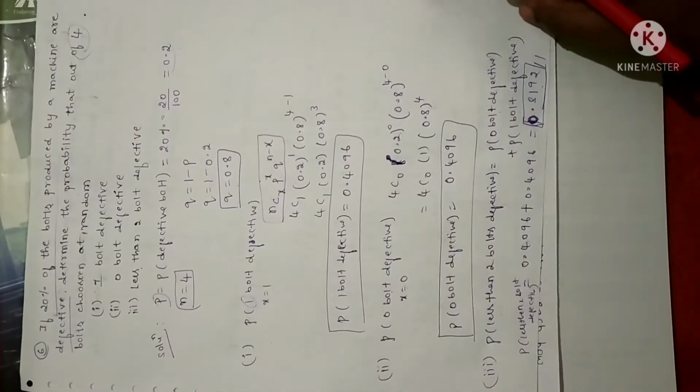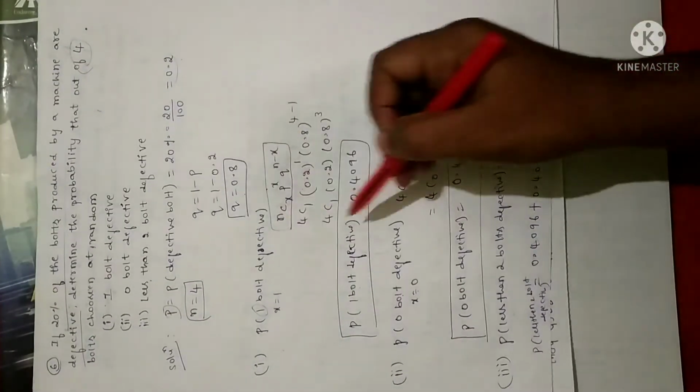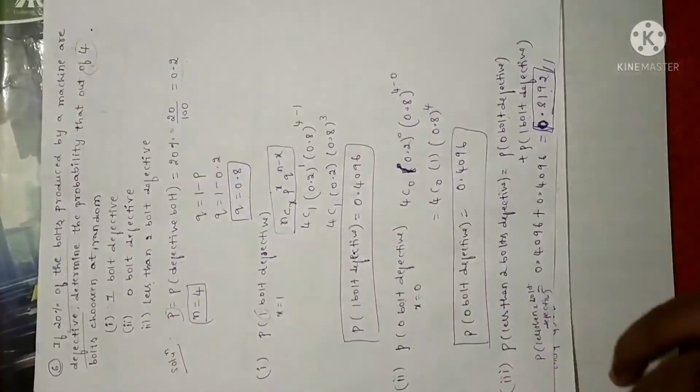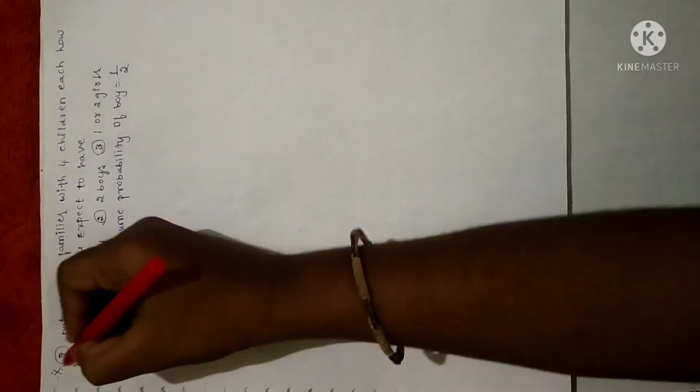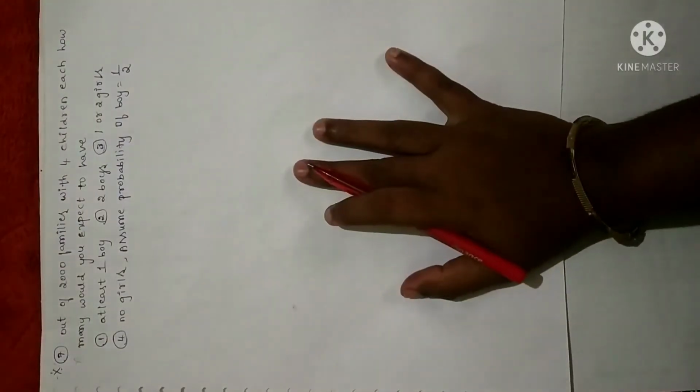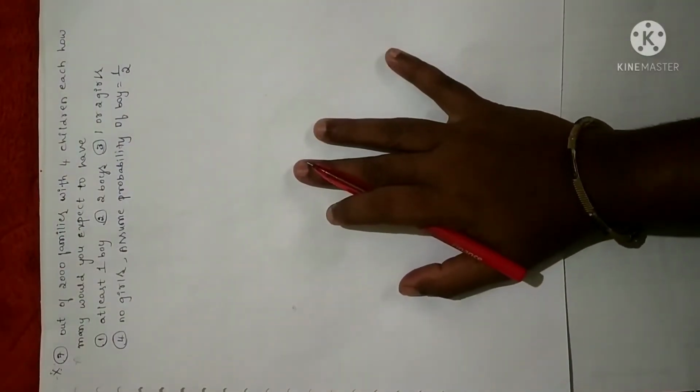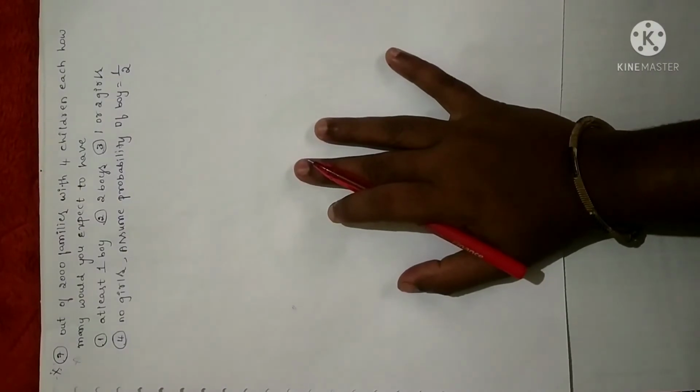Hope it is clear. Right. So all the 3 sub questions are solved. That's it. Now let me solve one more problem. So here is the next question. It is an important question, and this will be the last problem in binomial distribution. In the next session I will continue with the normal distribution.